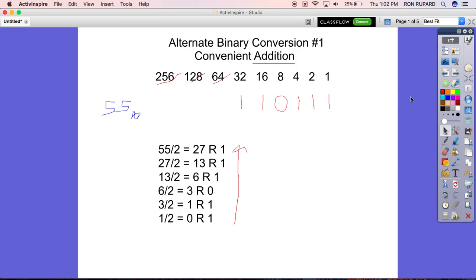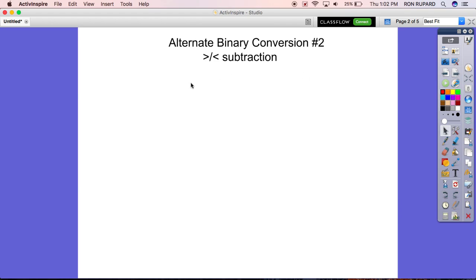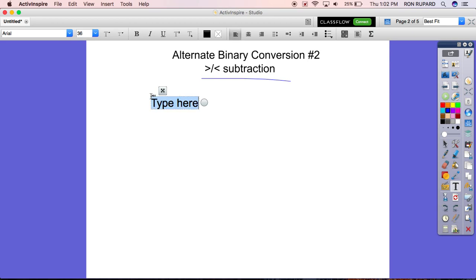I did put some video tutorials up on how to do this method. So let's move on to the second method, which is greater than, less than subtraction. This one's a little more confusing, but I like to show it because it's kind of cool. So we'll also need those numbers. Let's go ahead and put that up there.